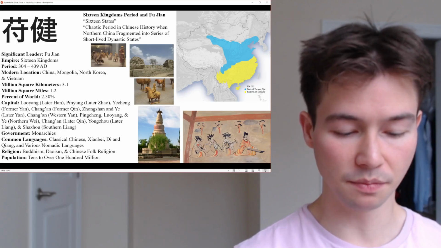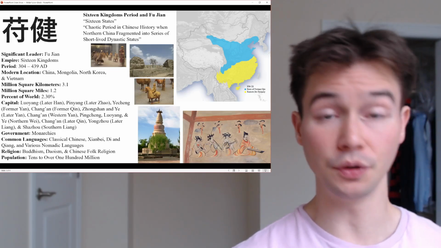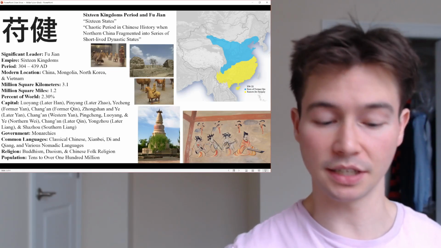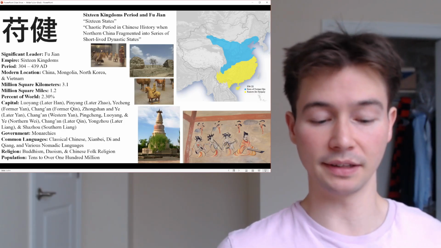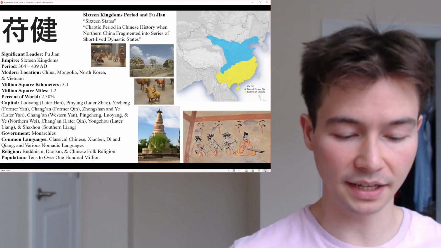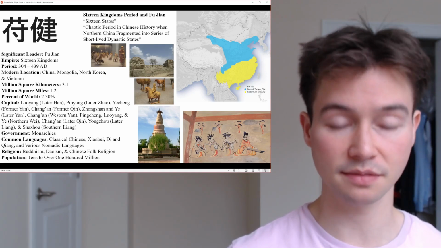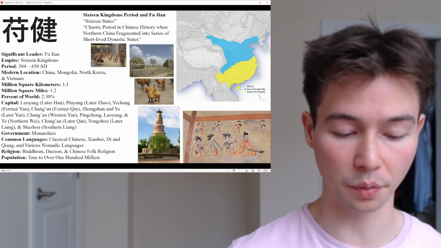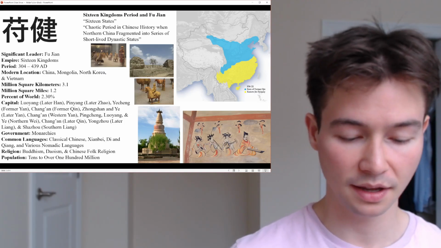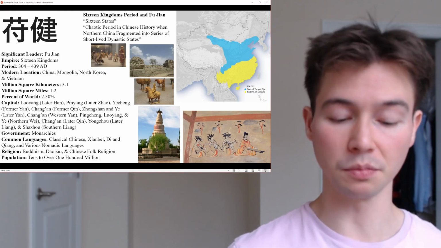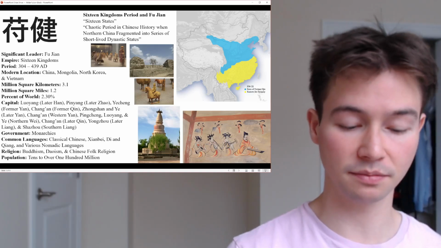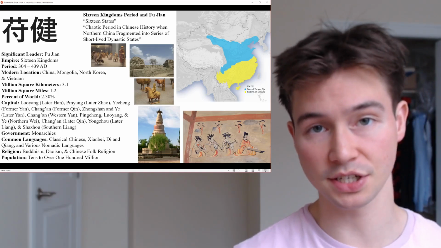Further to his military campaigns, Fu Jian was an ambitious and capable military leader. He launched campaigns to expand the former territory of Qin, conquering neighboring states, as mentioned, later Liang, former Yan, and Western Yan. And he consolidated much of the territory that had been fragmented during earlier periods of the 16 Kingdoms period.